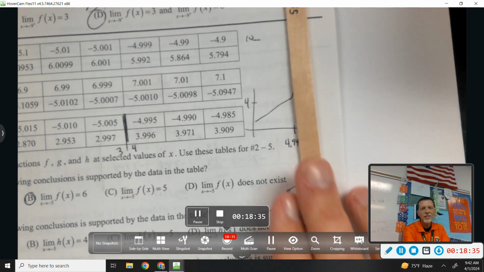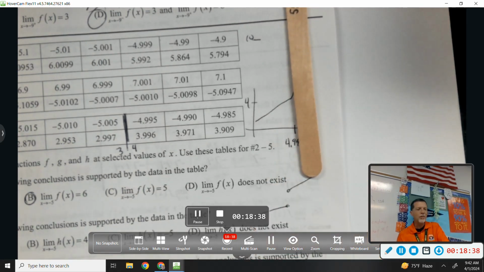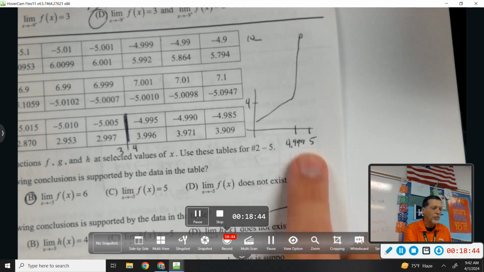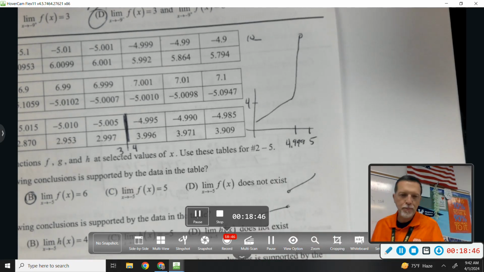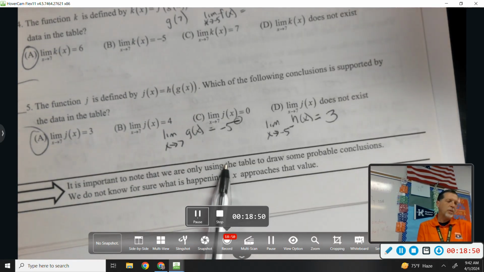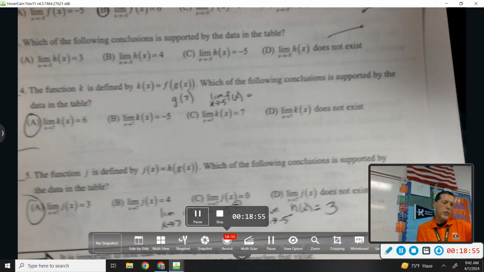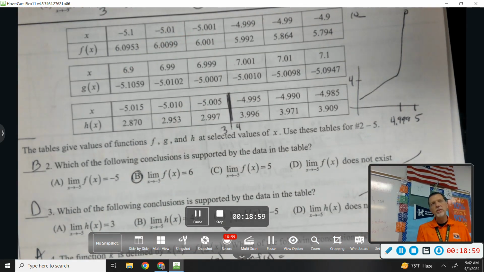So while it looks like the answer is headed toward 4, we don't really know that unless we had a graph or more table. But even then, you could always say, well, at 4.9999999. So that just explains sort of the weird wording that we picked. Conclusion is supported by. Because you can't say for sure what the limit is based on a table. Because you don't know.